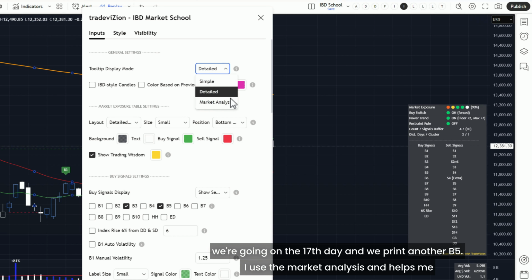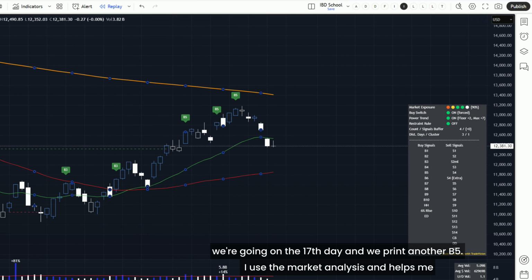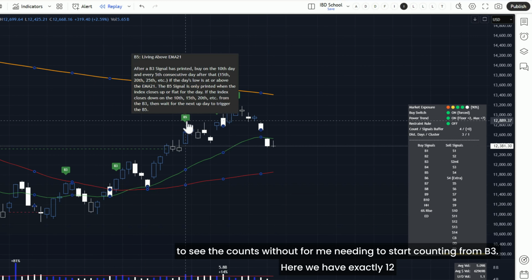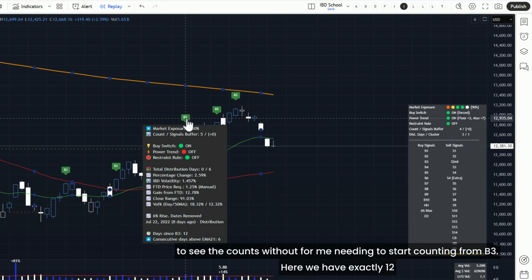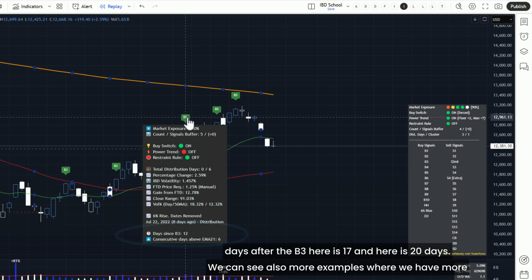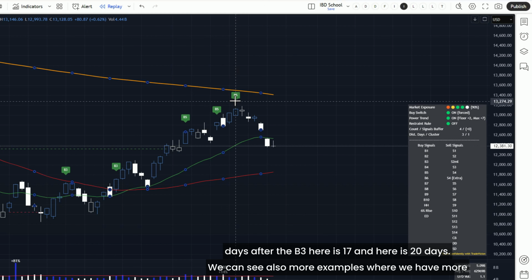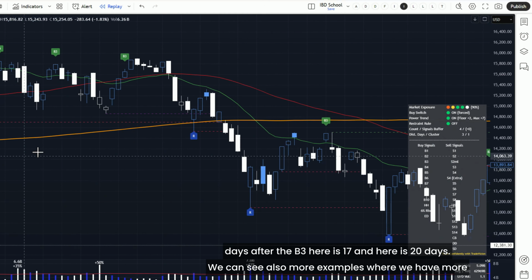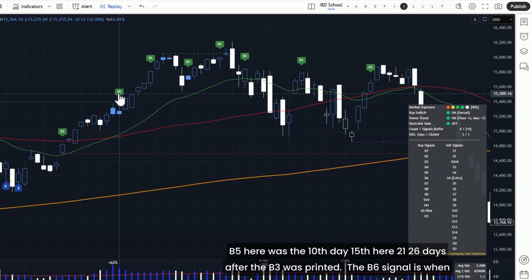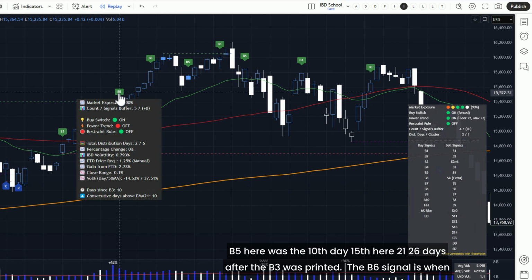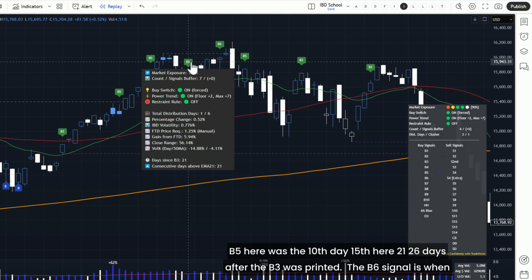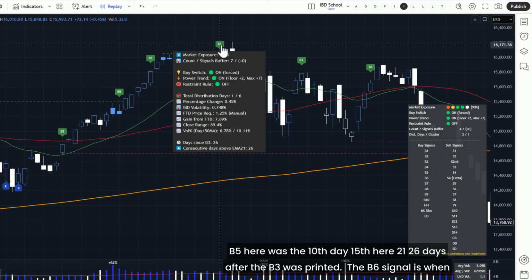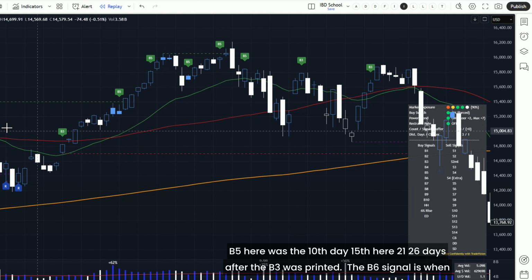I use the market analysis and it helps me to see the counts without needing to start counting from B3. Here we have exactly 12 days after the B3. Here is 17 and here is 20 days. We can see also more examples where we have more B5. Here was the 10th day, 15th, here 21, 26 days after the B3 was printed.